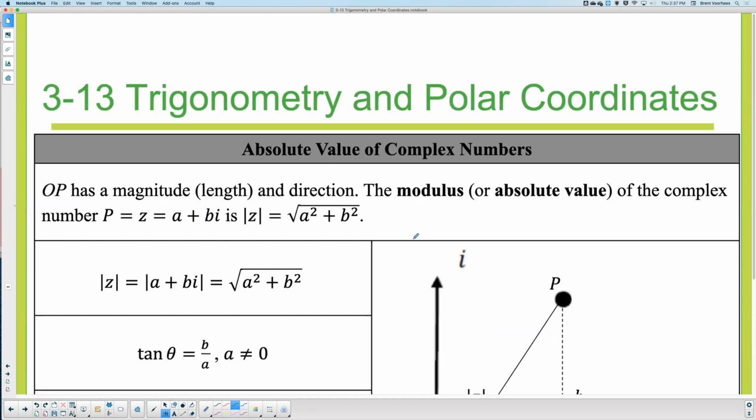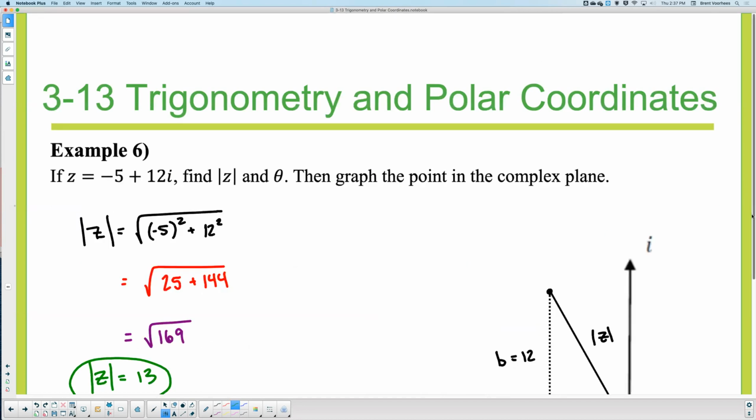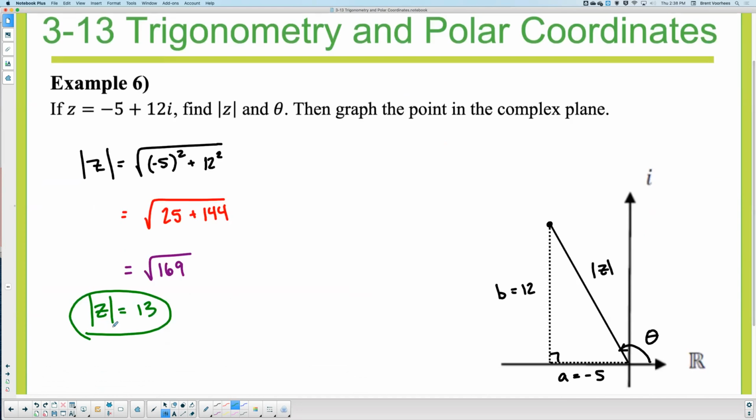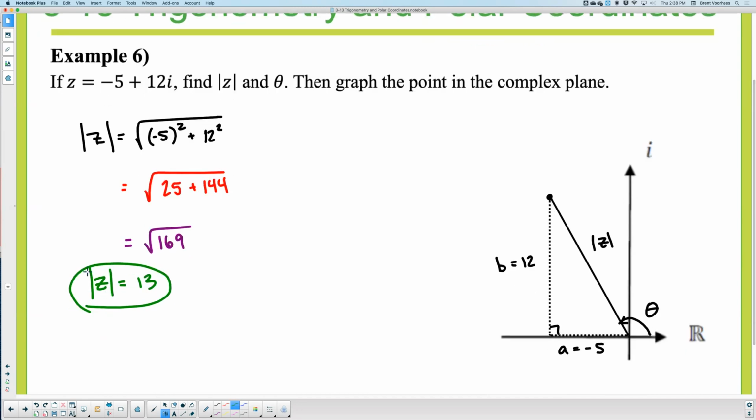That's a word you might see. Let me go back and show you that. The modulus of the complex number just means the distance. You know why they use the absolute value symbol? It has to do with the word distance. Distance can't be negative, and when you do this formula, you're always going to get a positive answer. That's why they use the absolute value, telling you that you're always going to have a positive answer. So we just found out that this has a distance of 13 units.